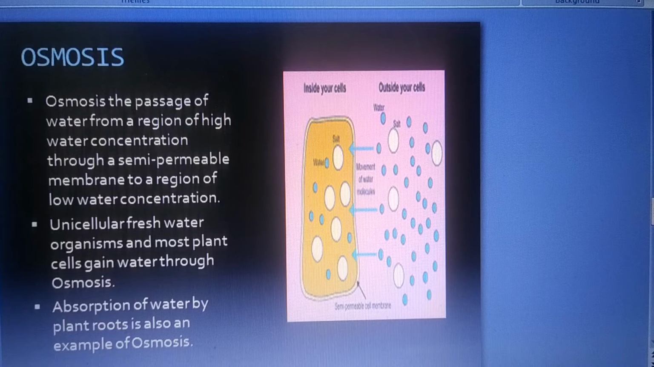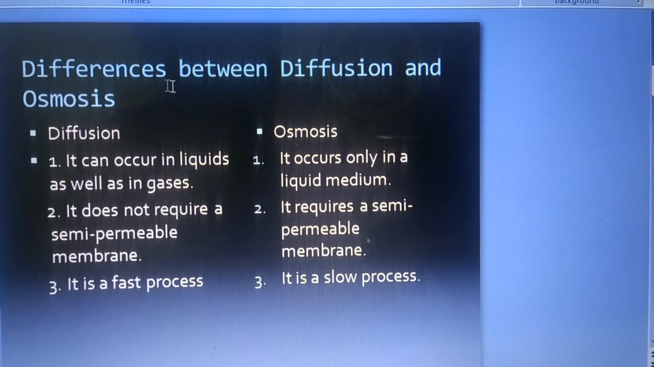So what is the difference between diffusion and osmosis? Let us see the differences between diffusion and osmosis. Diffusion can occur in liquids as well as in gases, whereas osmosis occurs only in a liquid medium. Diffusion doesn't require a semi-permeable membrane, whereas osmosis requires a semi-permeable membrane. Diffusion is a fast process, whereas osmosis is a little slow process.